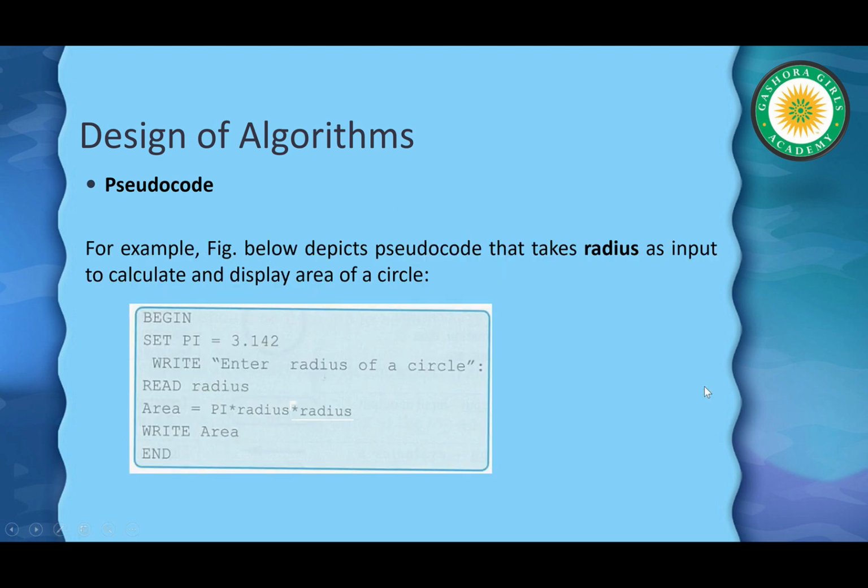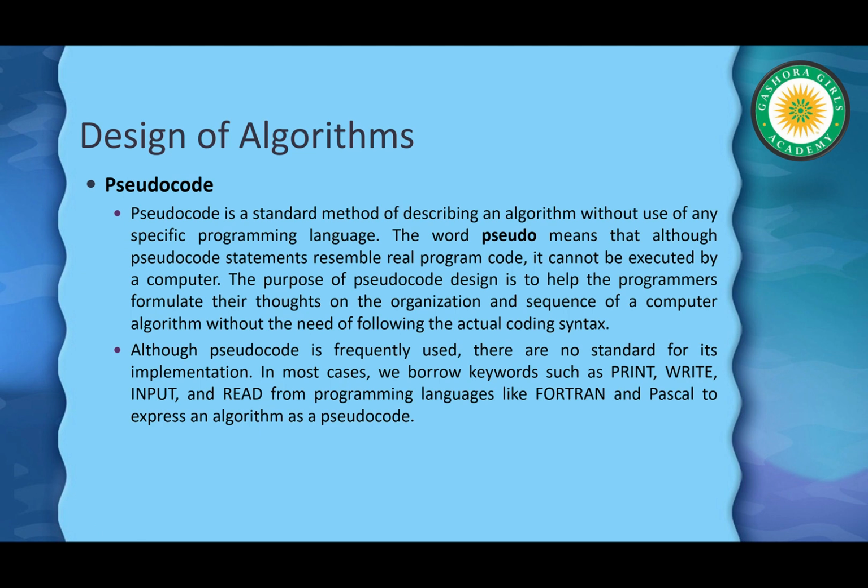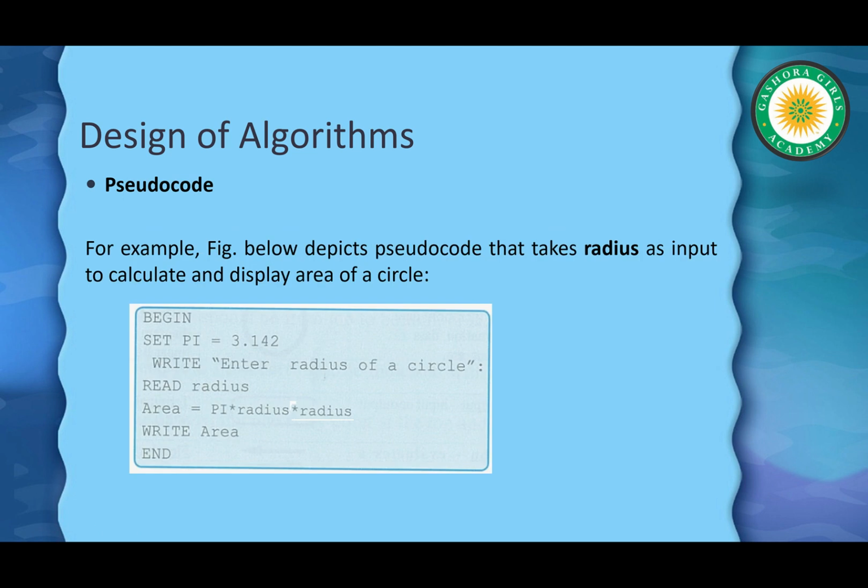For example, here we have this example, which is a pseudocode to calculate and display the area of a circle. Here we can see we have some keywords. We have the word begin.